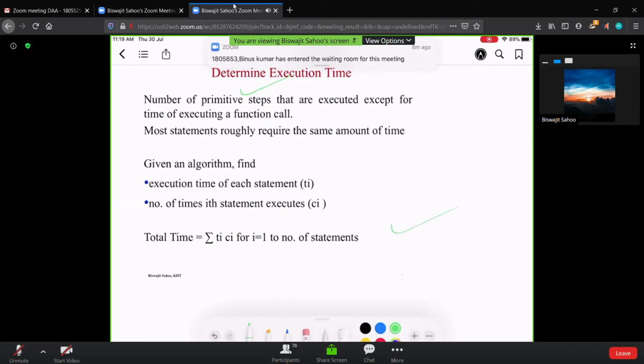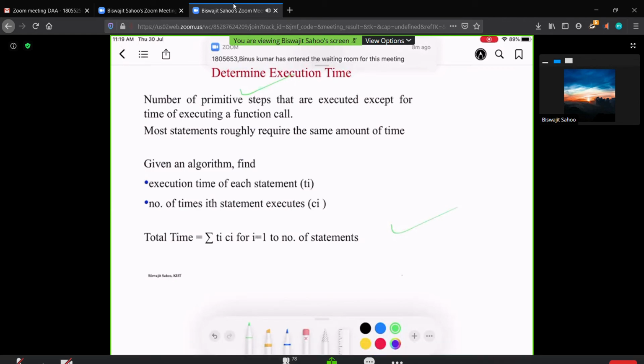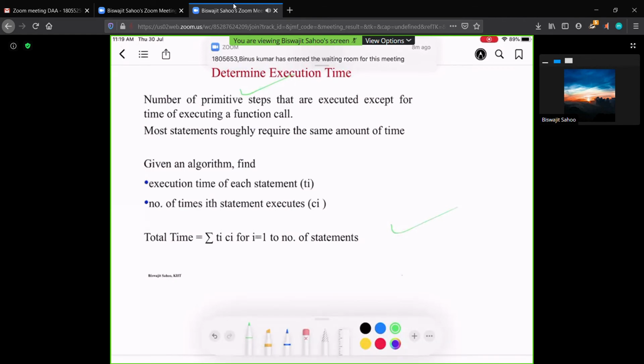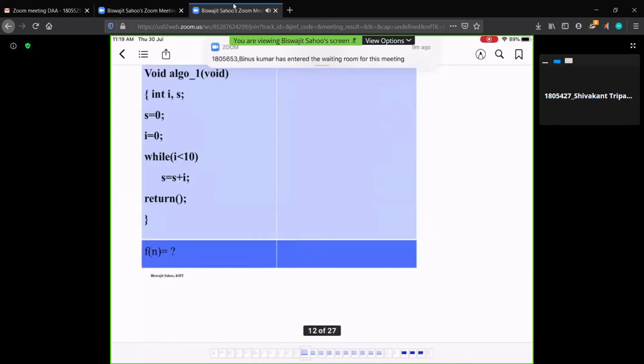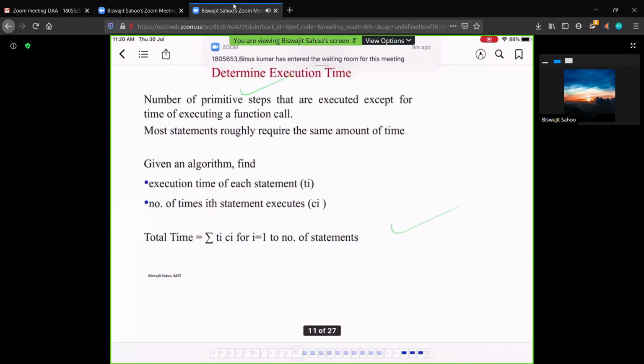If I say 10 statements are there, i will vary from 1 to 10. Some statement, as I told, is executed 5 times, some 10 times. You take every statement's execution time into its frequency count, and the sum of this gives the total execution time. Is it understood right now? Yes.